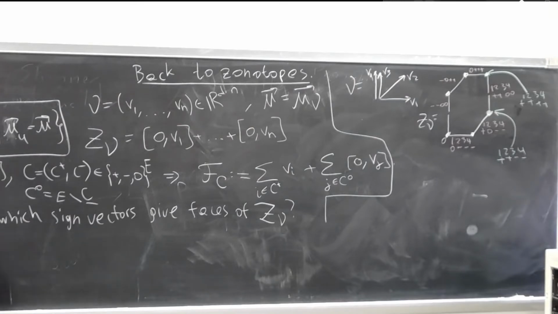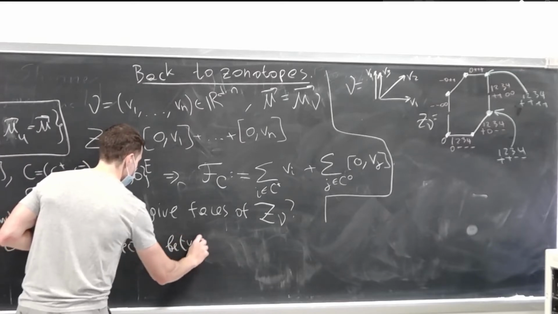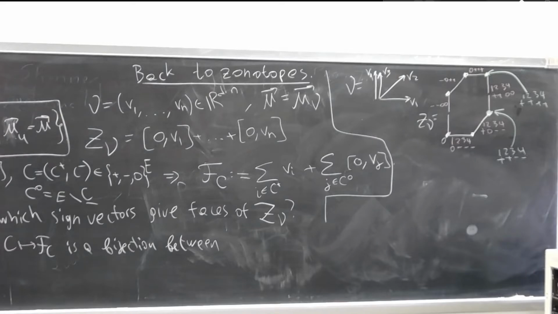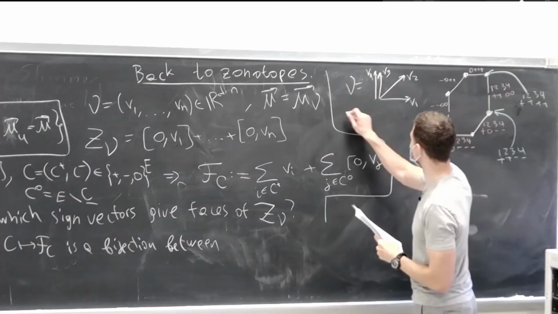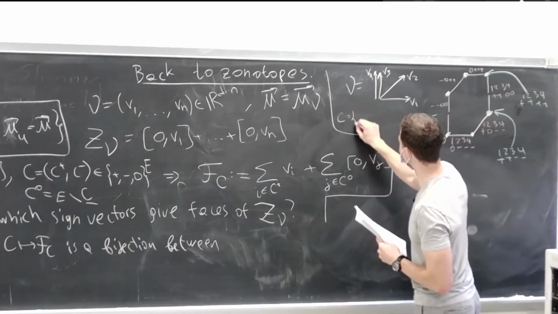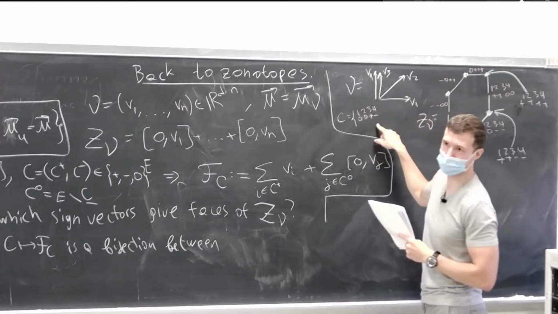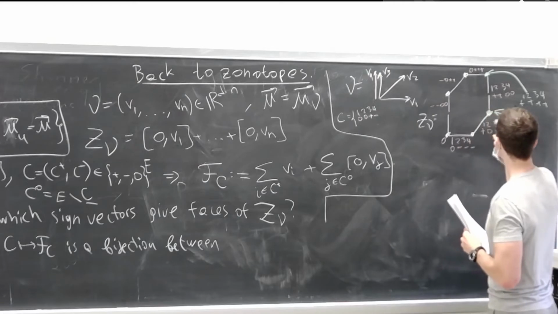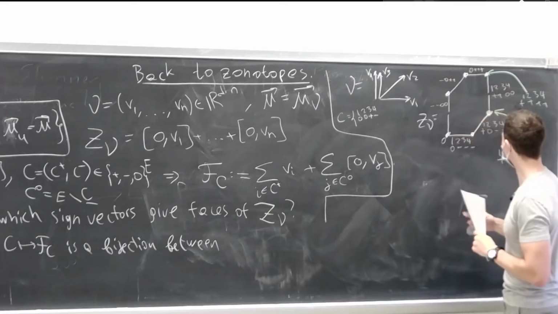I'm going to start writing the proposition while you're guessing. The map C to F sub C is a bijection between... anybody? Sign circuits of what? Okay, let's see. What are the circuits of my matroid here? For example, 1, 2, 3, 4, plus, minus, 0, 0 is a circuit, but it never appears. That's close, but covectors. Interesting. Yeah, these are all covectors.